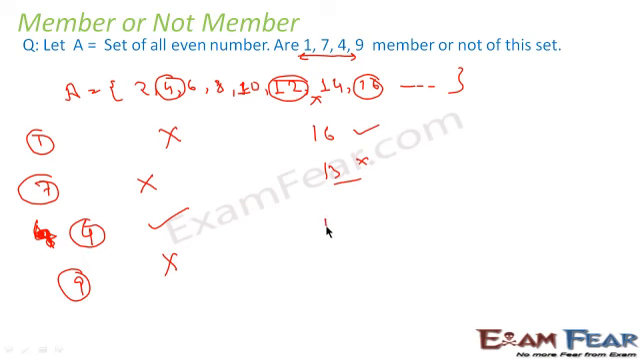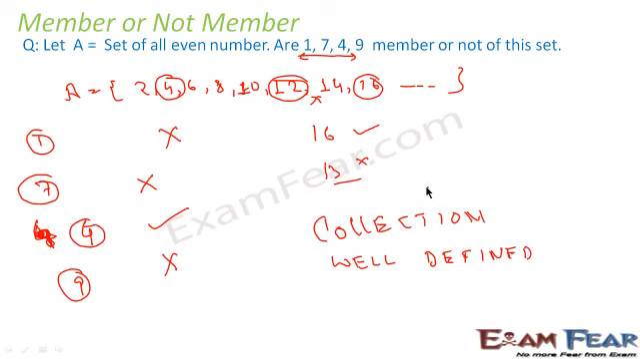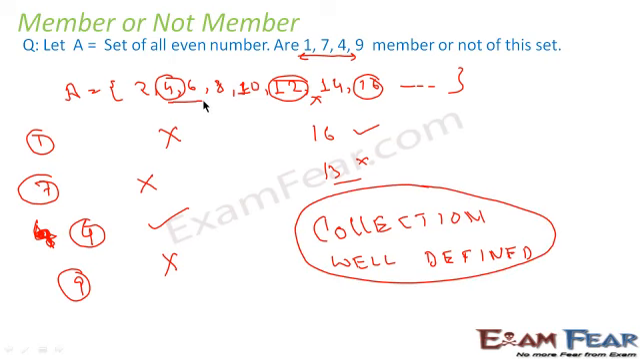It is nothing but a well-defined collection. Please note, this is nothing but a collection that is well-defined. So here when we say A is a set, it is a collection of objects, and it is well-defined that all are even numbers. It's a well-defined collection of objects.